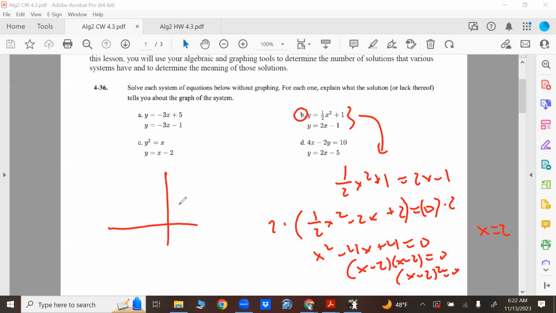If you were to graph it, the first one's a parabola that has a vertical shift of 1 up and a vertical stretch of 1/2. 2x minus 1 is somewhere over here with a pretty steep slope. And it's supposed to touch at x equals 2, which will be the point (2, 3), I think.